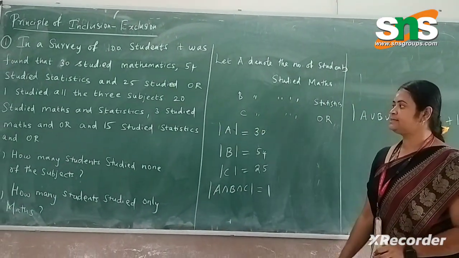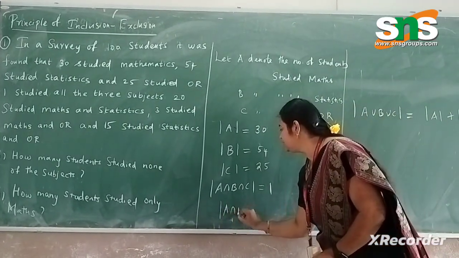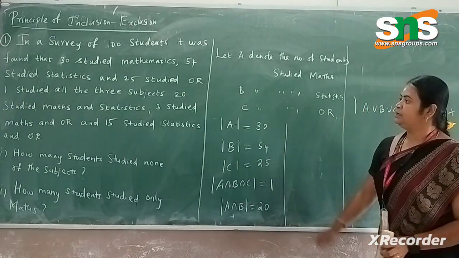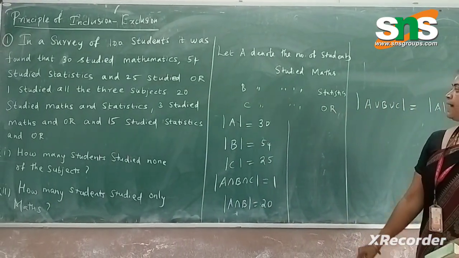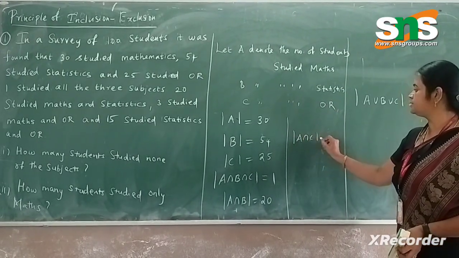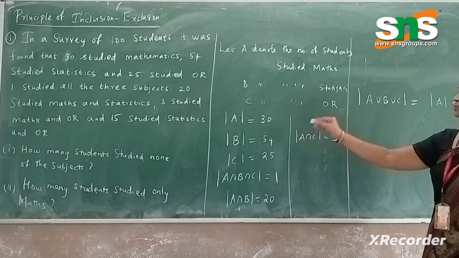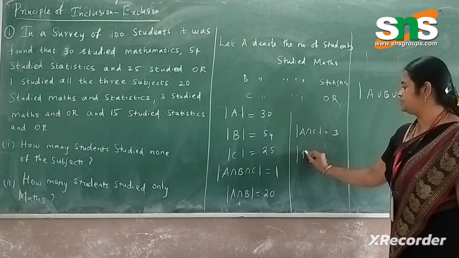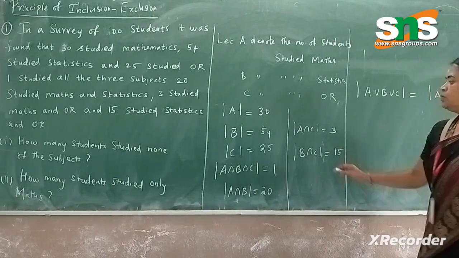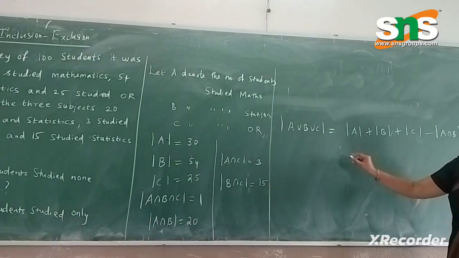20 study maths and statistics. Maths and statistics means A intersection B, so A intersection B is 20. Next, 3 study maths and OR. Maths and OR means A intersection C, so A intersection C is equal to 3. 15 study stat and OR. Stat and OR is B intersection C, so B intersection C is equal to 15. So all the data are available. This is our formula, so let us substitute this.